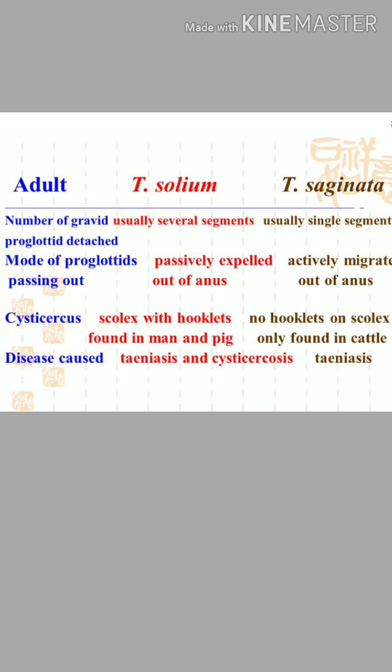And the cystic stage of Taenia saginata is called Cysticercus bovis, and in the case of Taenia solium it is called Cysticercus cellulosae. This is the larval stage. The larval stage forms a cystic stage. The cyst means it is a water-filled sac-like structure within which the scolex is invaginated.